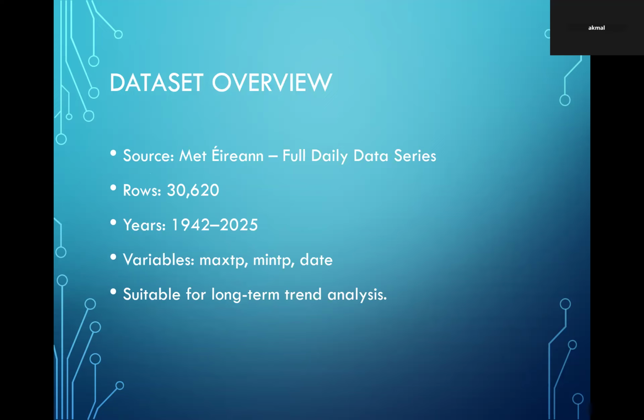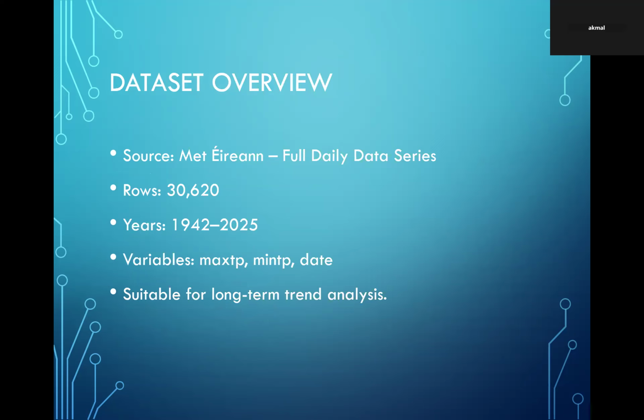Now moving on to the next slide, which is the data overview. The dataset contains around 30,620 daily observations from 1942 to 2025. For this project, we mainly used three columns: the date, the maximum temperature, and the minimum temperature.